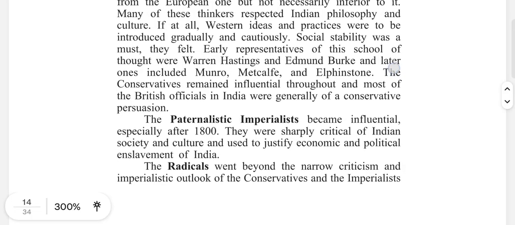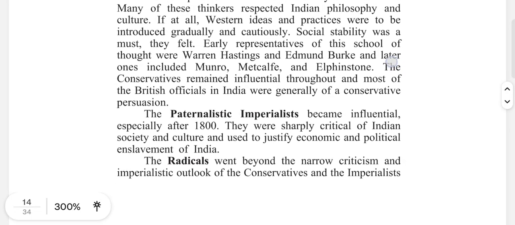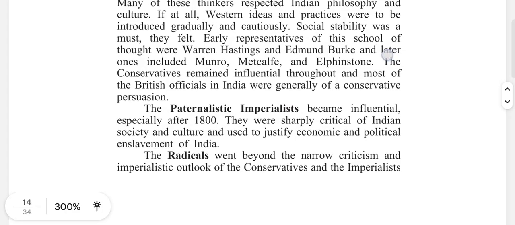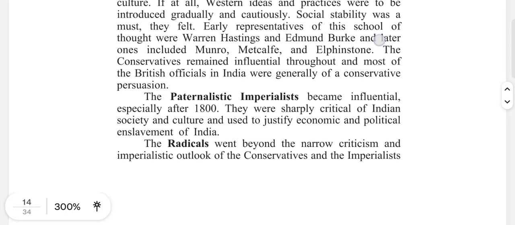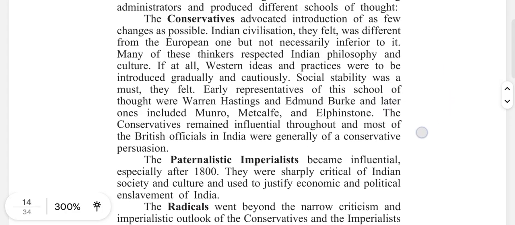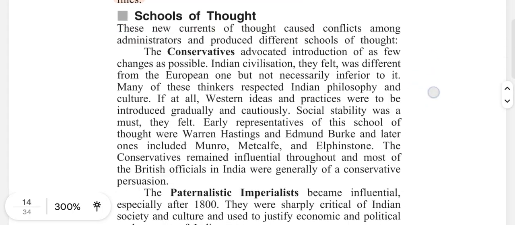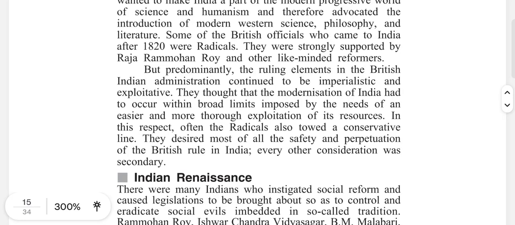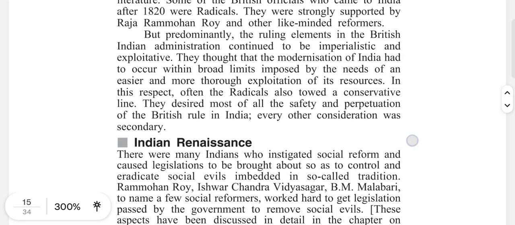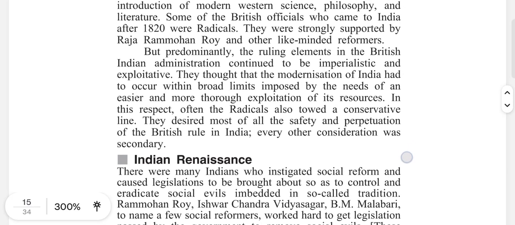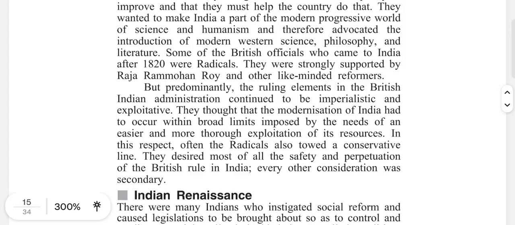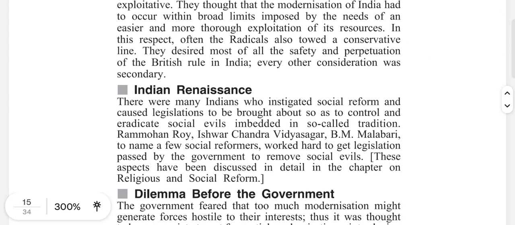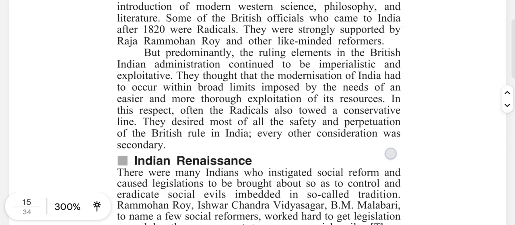They were strongly supported by Raja Rammohan Roy and other like-minded reformers. But predominantly, the ruling elements in the British Indian administration continued to be imperialistic and exploitative. They thought that the modernization of India had to occur within broad limits imposed by the needs of administration and more thorough exploitation of its resources. In this respect, often the radicals also toed a conservative line. They desired most of all the safety and perpetuation of British rule in India. Every other consideration was secondary.